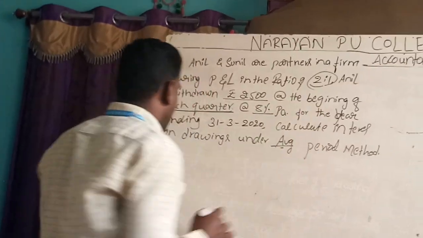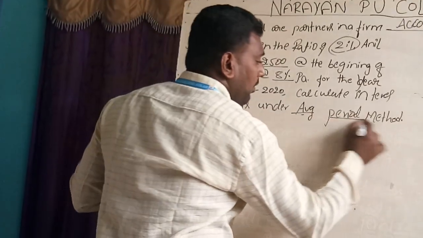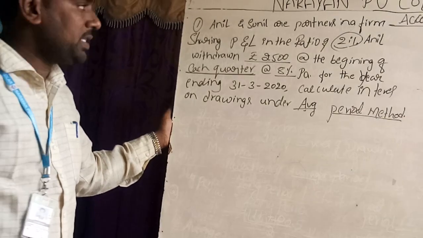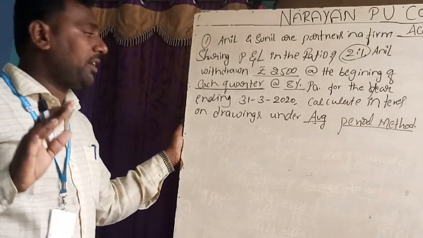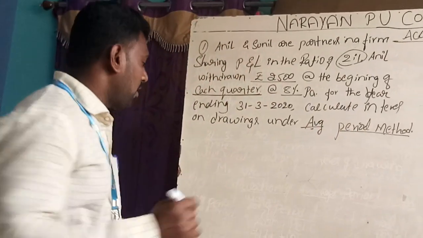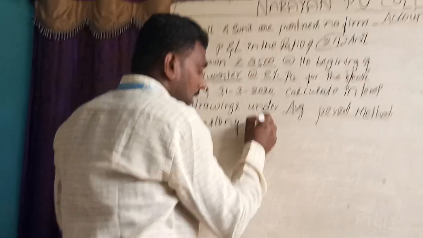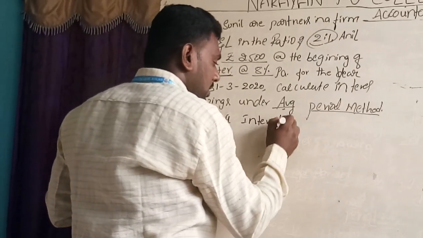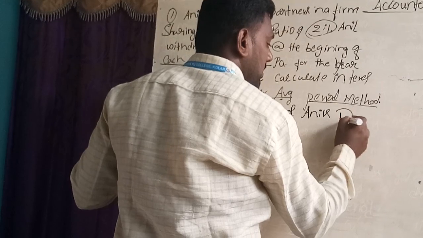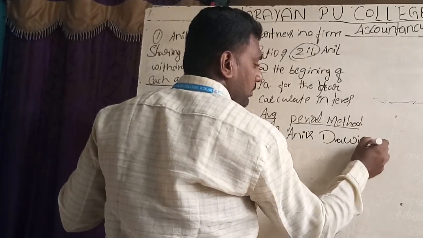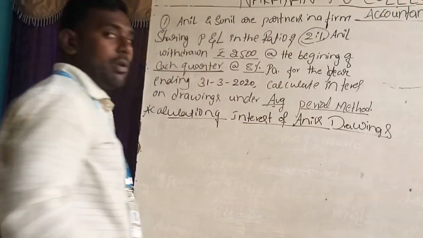Interest is 8% per annum for the year ending 31st March 2020. Calculate interest on drawings under average period method. When quarterly basis is given, they will ask on the average period method only. So now we have to calculate the interest on drawings by following the average period method, which has three steps. First, calculation of interest on Anil's drawings.